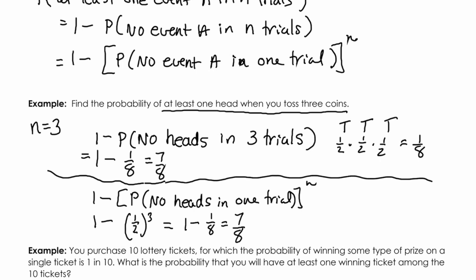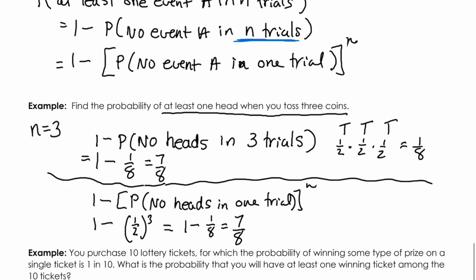7/8. The big difference between these two formulas that I want to point out is that in the first formula, it's talking about the probability in all the trials, and in the second formula, it's talking about the probability in just 1 trial.